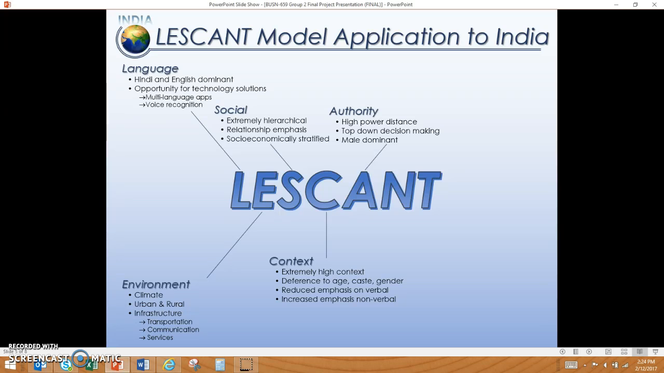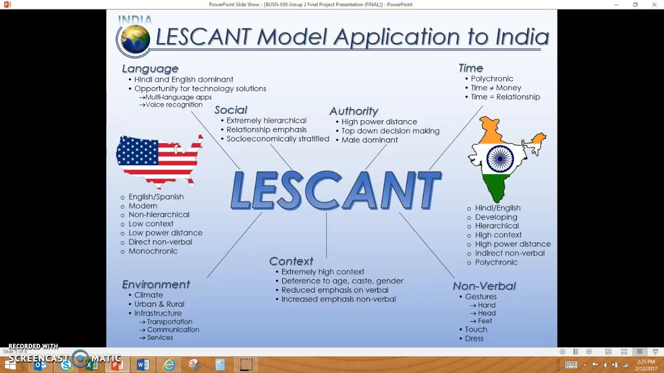Authority. Authority in India is not equally distributed, and decisions follow a rigid chain of command that represents a high power distance. Nonverbal. Nonverbal communication is more important in India due to the higher context, and social customs reinforce their meaning. Lastly, the perception of time in India is polychronic, where investment in development of relationships is prioritized over expedience.